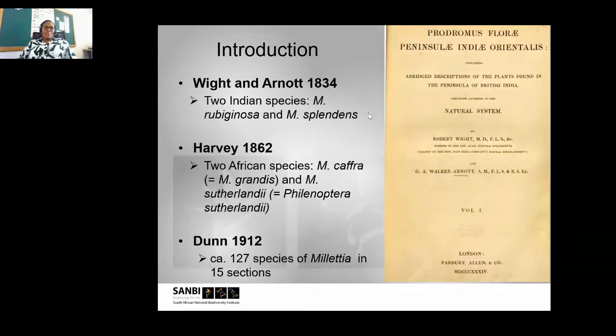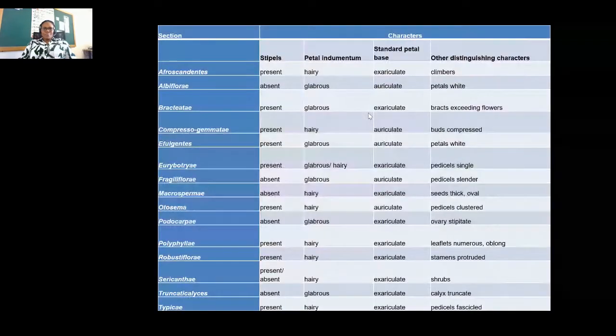Millettia was first described by Wight and Arnott for two Indian species, Millettia rubiginosa and Millettia splendens. Harvey described two species in Africa, Millettia caffra and Millettia sutherlandii, and these have since been moved to other genera. Dunn studied Millettia extensively and recognized 27 species, and he introduced the sectional classification where he described 15 sections. These sections were predominantly distinguished on characters pertaining to the presence or absence of stipules, the petal indumentum, the base of the standard petal, and other characters.